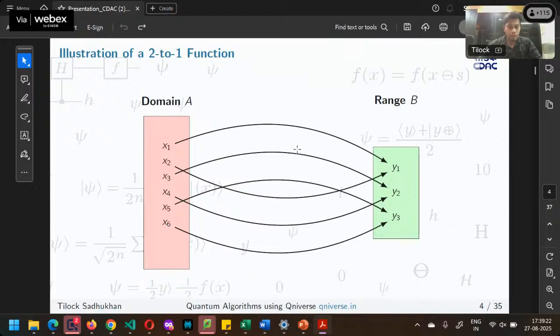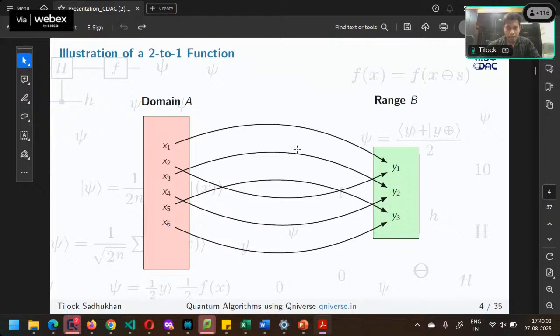So what is a two-to-one function? Just like a function, a two-to-one function is basically where for two of the inputs in the domain, we have a single output which belongs to the range. Just like in the example that I tried to show here, for each of the two inputs, there is a single output corresponding to the range. So here x1 and x2 correspond to y1, x3 and x4 correspond to y2, and x5 and x6 correspond to y3. So this is a very basic example, or more like a demonstration, of a two-to-one function.